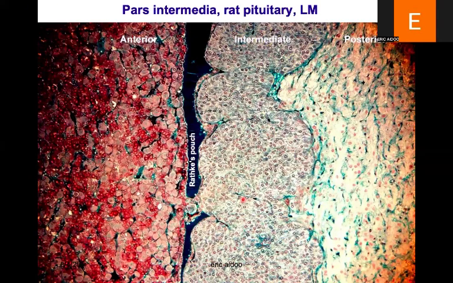This is a special stain of the pituitary. It's not human, it's non-human, and therefore the intermediate portion is quite large and prominent. So that's the anterior pituitary, then the posterior, then the intermediate, then Rathke's pouch, the remnant. Remember, this is a special stain, not the normal H and E.